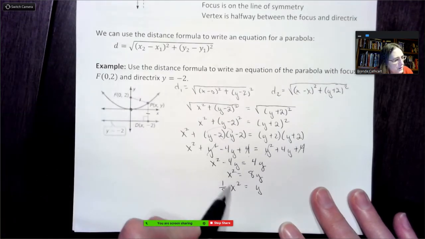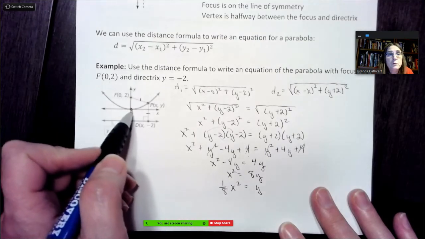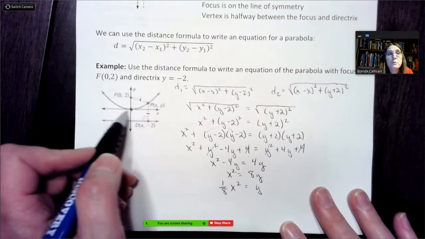Notice that our vertex is at (0, 0). It opens up. It's a vertical shrink because we have 1/8. That means our opening for our parabola is very wide.